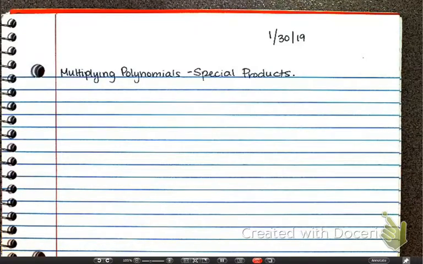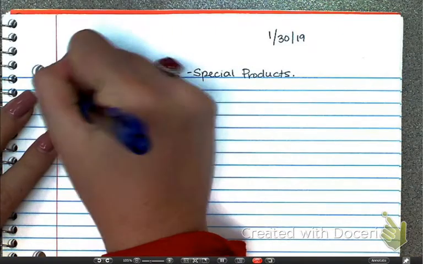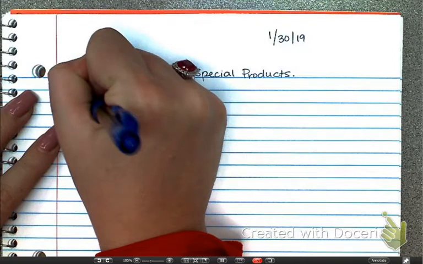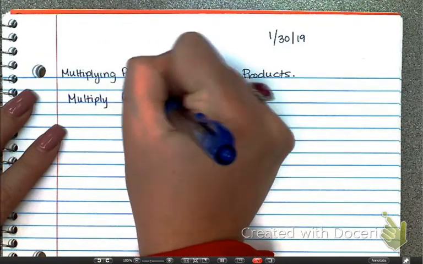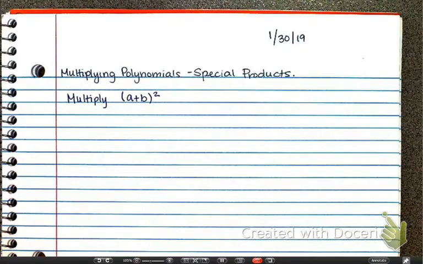So we are still multiplying polynomials. You still get to choose between distribution and the box method, but technically there are some special products. I'm going to be really general at the moment, but what if I asked you to multiply (a + b) squared? You distribute the 2 to the a and the b. That would make my heart really sad if you distribute the 2 to the a and the b. It would be a squared plus b squared, right?